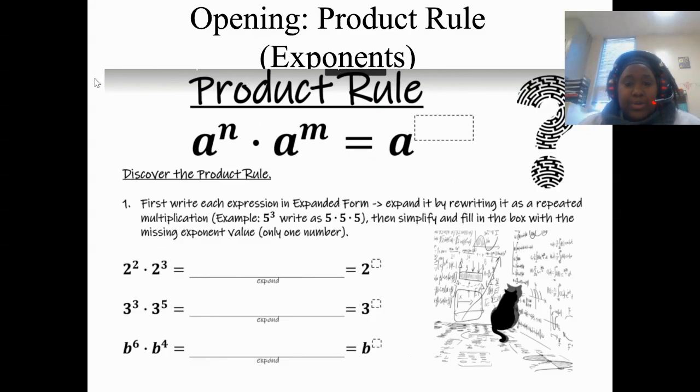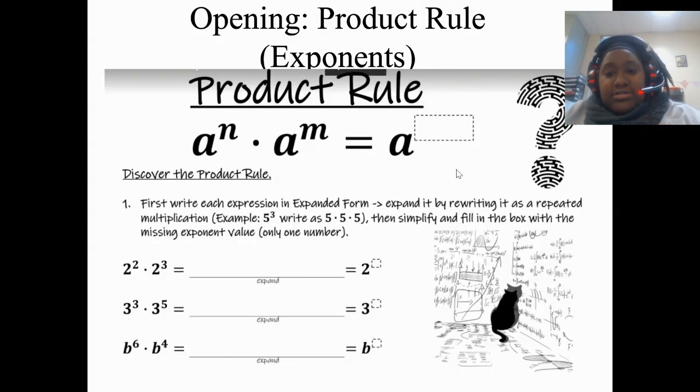So the opening, guys, we're going to complete this in class today. The very first thing, you will have a note page that has this on the sheet. So the opening says product rule. We have exponents, a to the n. And remember that variables are just placeholders for numerical numbers, okay? So a to the n times a to the m equals, and in this box, you guys are going to fill in.